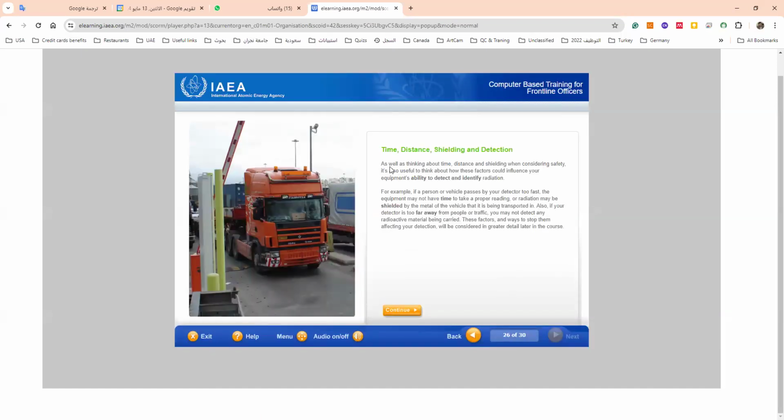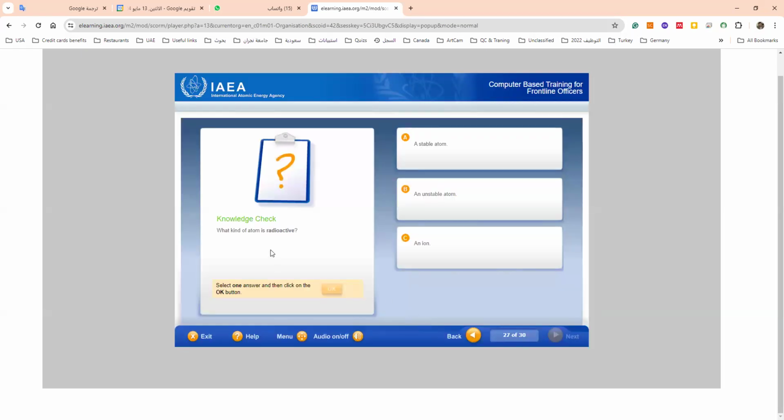Time, distance, shielding and detection. As well as thinking about time, distance and shielding when considering safety, it's also useful to think about how these factors could influence your equipment's ability to detect and identify radiation. For example, if a person or a vehicle passes by your detector too fast, the equipment may not have time to take a proper reading, or radiation may be shielded by the metal of the vehicle it is being transported in. Also, if the detector is too far away from people or traffic, you may not detect any radioactive material being carried. These factors and ways to stop them affecting your detection will be considered in more detail later in this course. So check your knowledge.